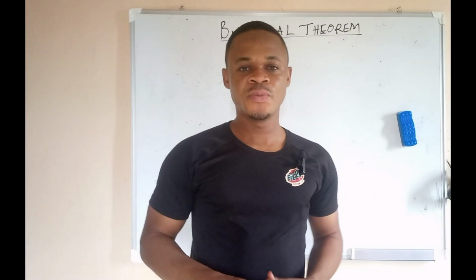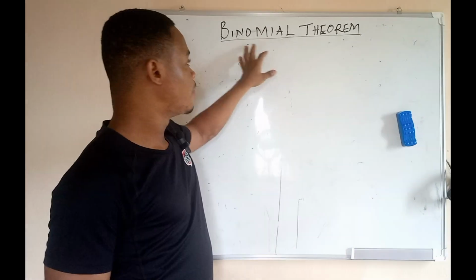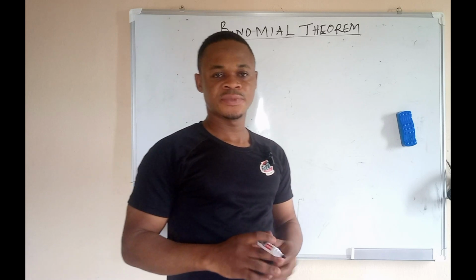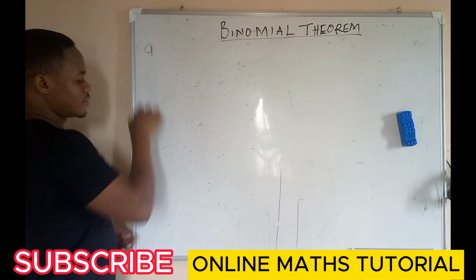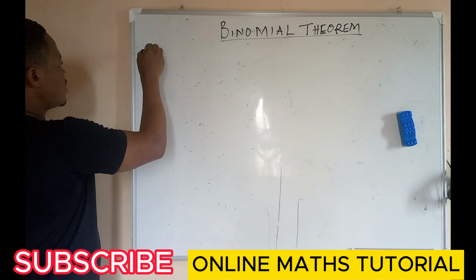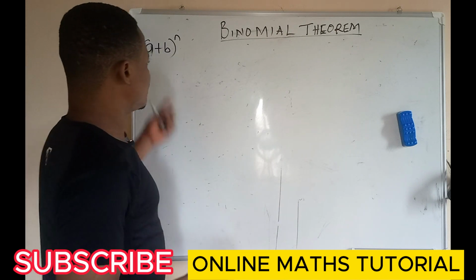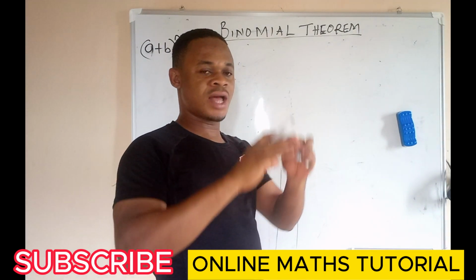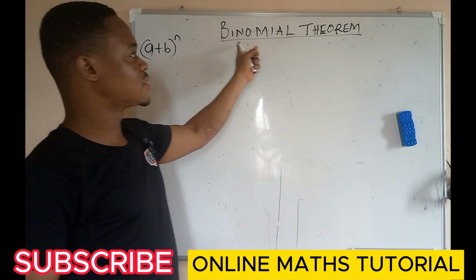In today's class, we'll be discussing the binomial theorem. The binomial theorem tells us how to expand expressions in this form: (a + b) all raised to power n. So if you have two numbers which you are asked to expand to a certain power of n, that is what we normally discuss in binomial theory.